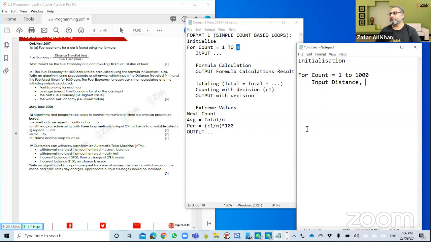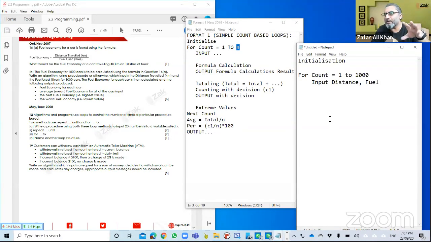And fuel used. So we have taken these two inputs. What did it say? Input the distance traveled and fuel use. Now remember one thing, this is absolutely necessary that we are not going to use any of the units: kilometers, liters, meters, kg, pound, years. We do not consider these units when we are making a program. We only consider values.